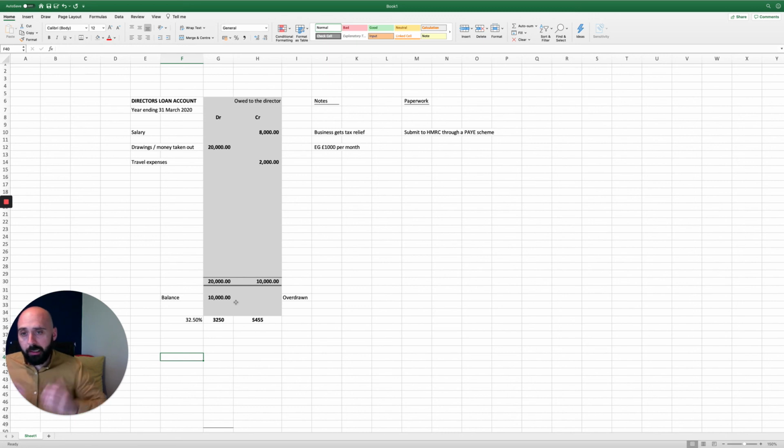So hopefully I've given you the whole scenario. There is a little bit more detail around this, so potentially you've got to pay a bit of interest and you've got to declare it as a taxable employment benefit by having a director's loan account. And there are some other details, but that is the gist of how a director's loan account works.